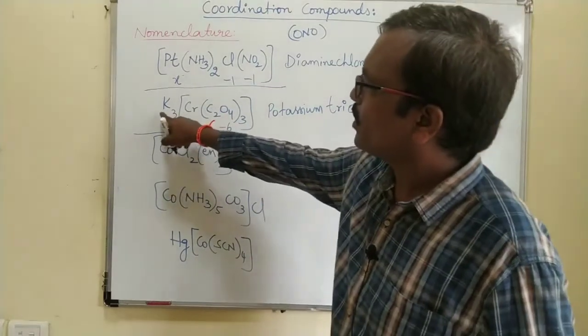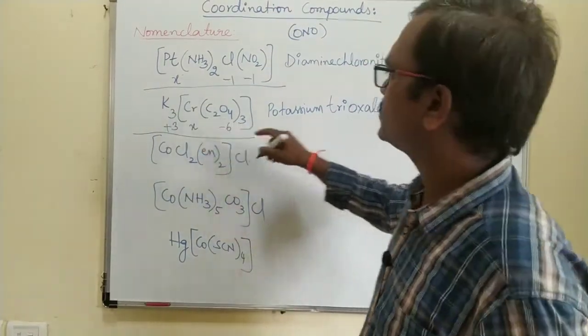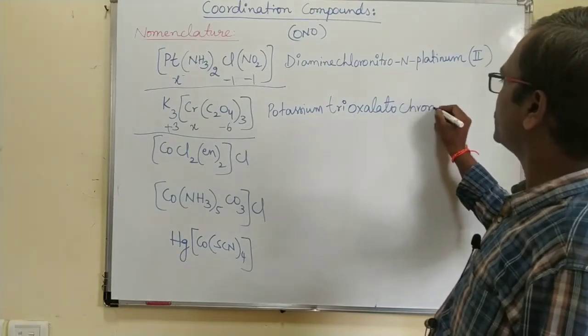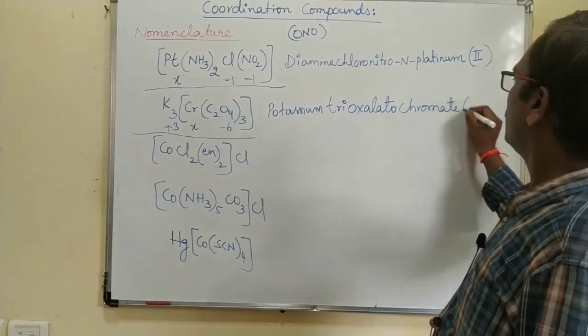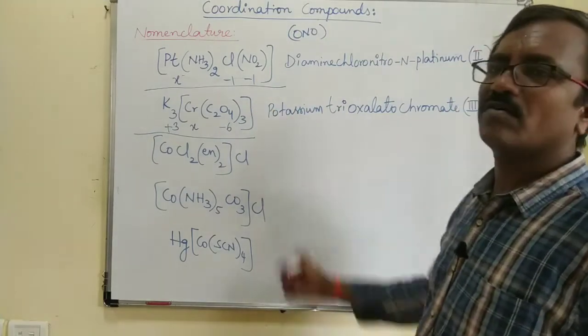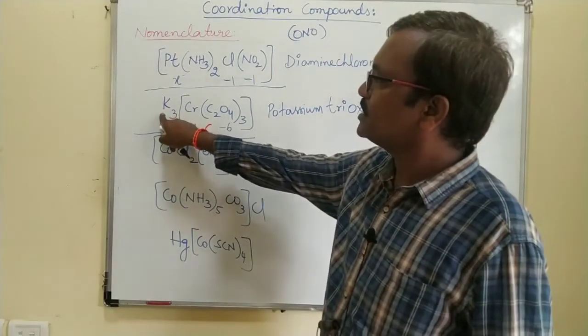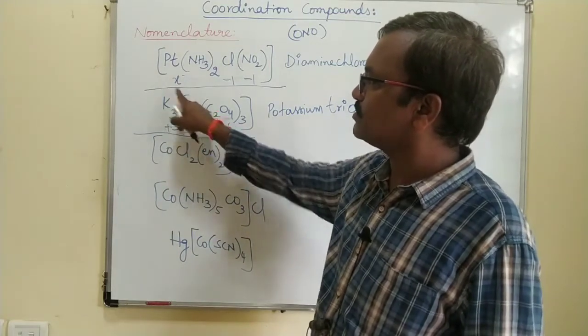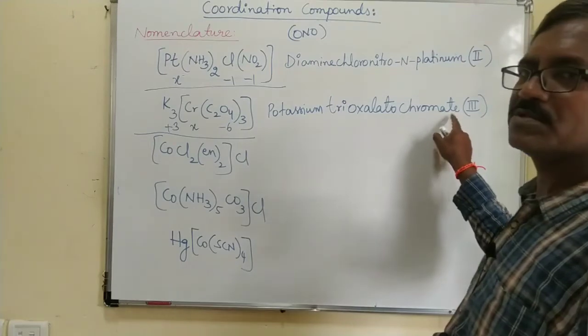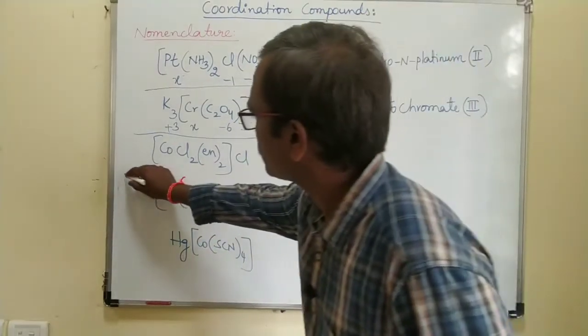Trioxalato, it is a positive charge, the complex becomes negative charge. Trioxalato chromate 3. Why is it chromate? Why is it not chromium? Because potassium is plus. When it is a positive charge, the complex becomes a negative charge. In that case, chromium becomes chromate. Right.